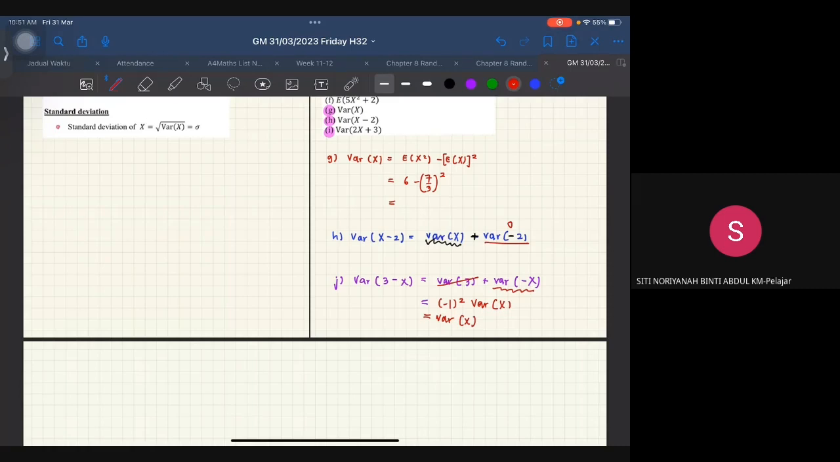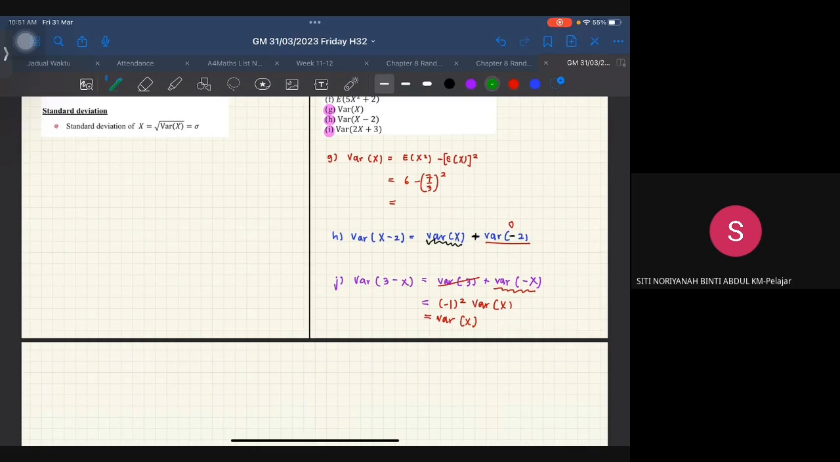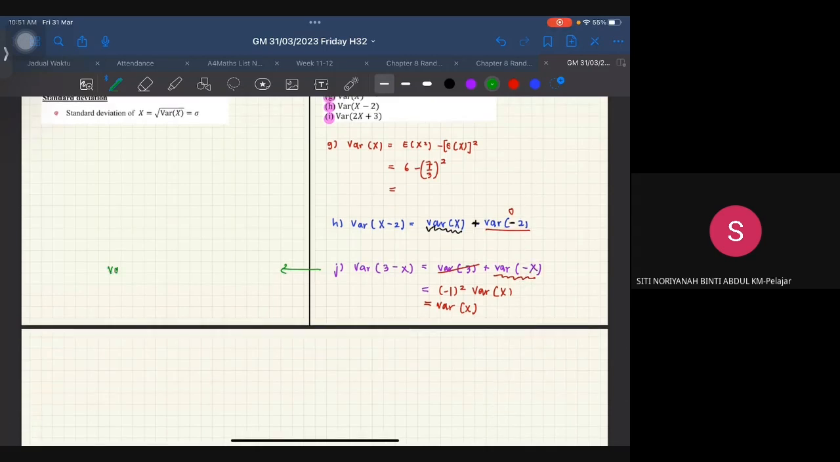Okay, so apa perbezaannya kalau kita buat yang macam ni dengan cara yang tadi tu, yang awal-awal tu. Maksudnya cara yang awal-awal tu saya buat dekat sebelah kiri. Let's say kalau soalan minta kita cari var 3 minus X. Okay, and then kita buat var 3 minus var X. This one. Okay, so yang dekat sini auto jadi kosong. So yang bahagian belakang ni dia akan jadi negatif var X.